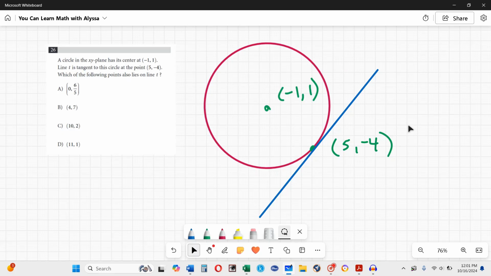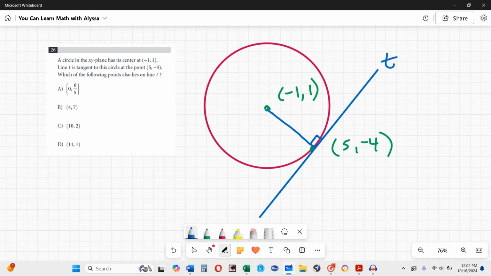Okay, so when we have a line T that is tangent to this point, what interesting thing does it do? If you draw a line from the center of the circle to that point, it will make a right angle. So we have two perpendicular lines. This is going to be a big thing. What are they wanting us to find? What's the last question in this problem? Which of the following points also lies on line T? So I need to know the equation of this line.